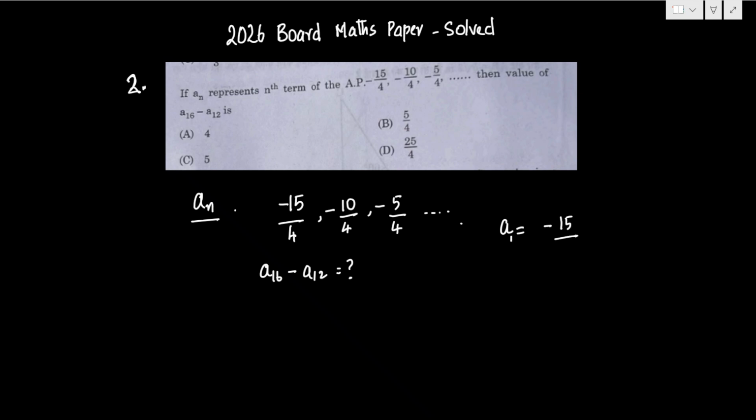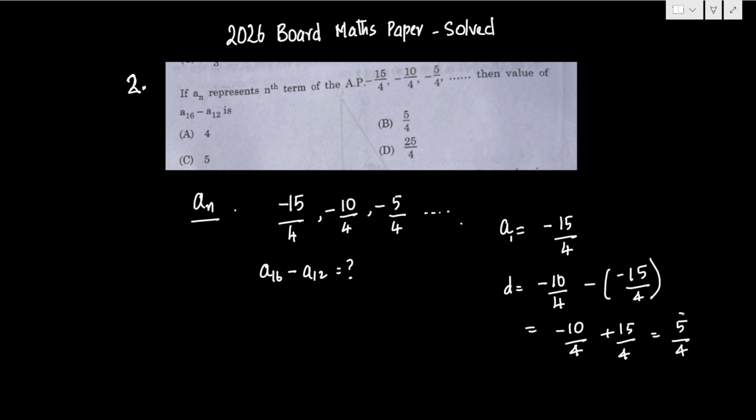So if you look at this AP, the arithmetic progression, the first term or A1 is minus 15 by 4. And the difference between the terms D is, let us take the second term and let us subtract it from the first term. And you get minus 10 plus 15. Minus and minus becomes plus. So minus 10 by 4 plus 15 by 4. So this is 5 by 4. So D is 5 by 4.